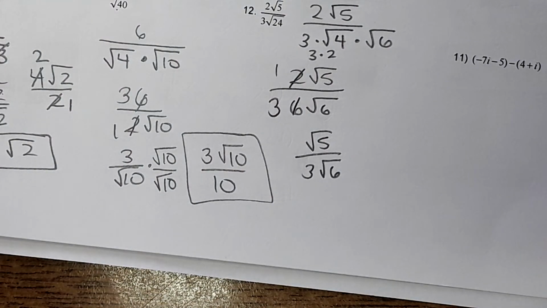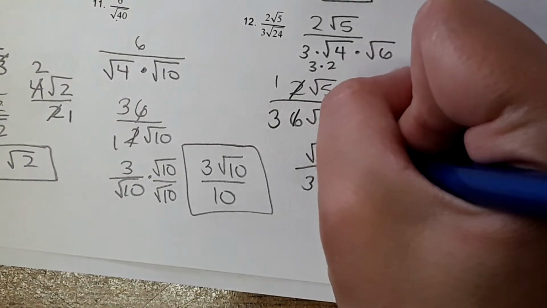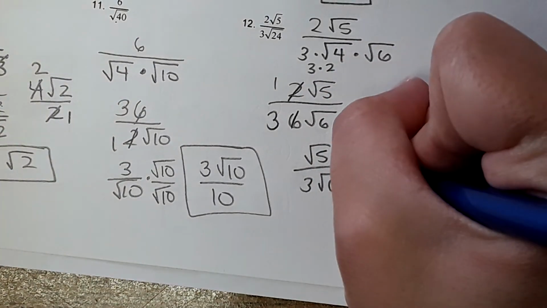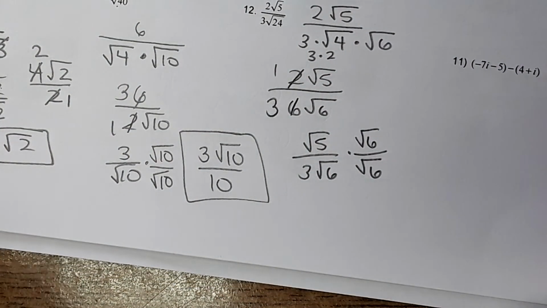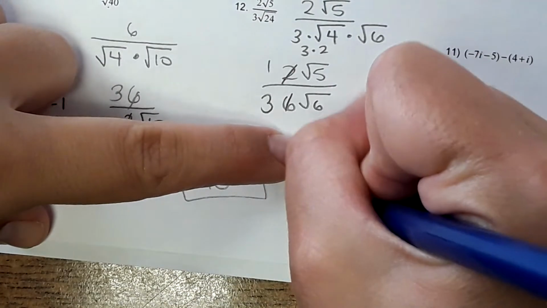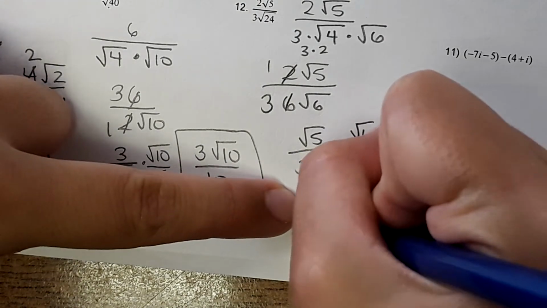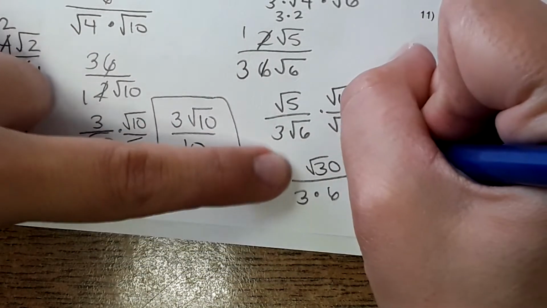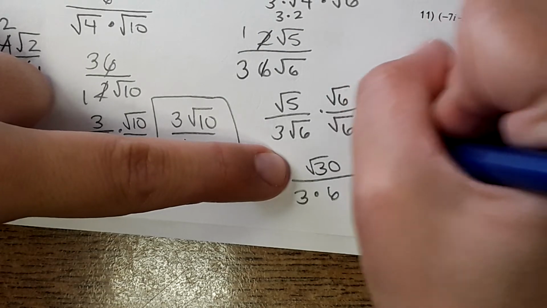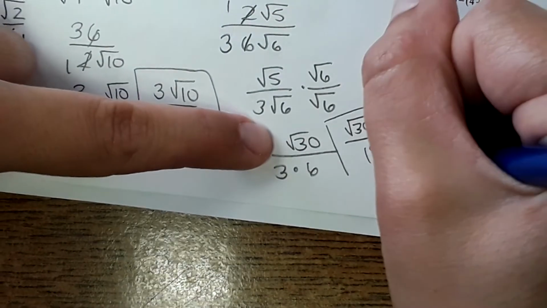And then multiplying by something to get that square root out of the way. So if I multiply by square root of 6 over square root of 6, I'll get rid of that. Okay, so square root of 5 times square root of 6 is square root of 30. Then here we have 3 times 6, which would be 18. And that's it.